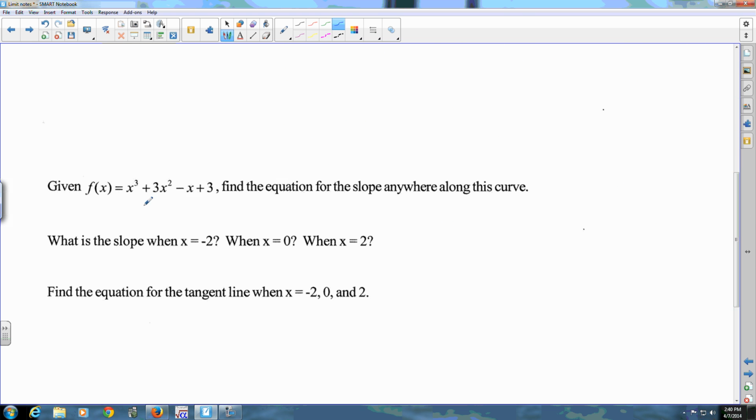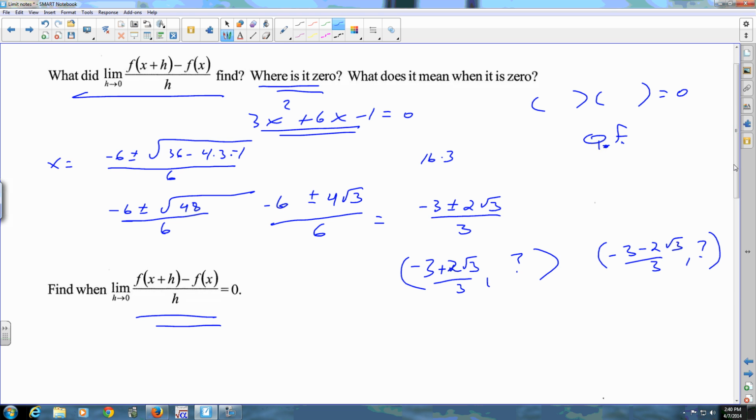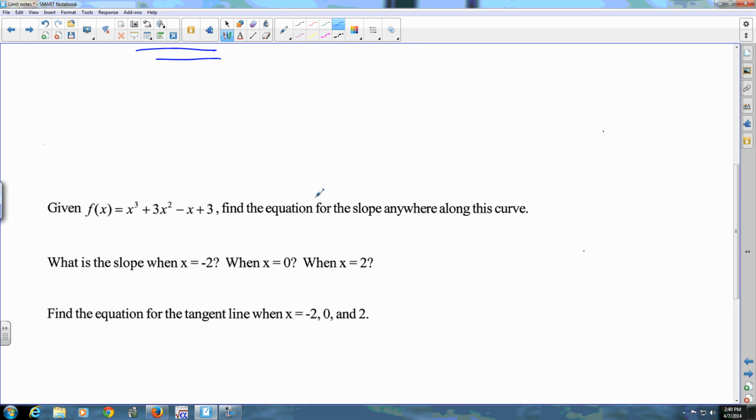Now let's say you're given the same equation. Find the equation for the slope anywhere along this curve. Okay, we did that. We took the derivative and we found it was 3x squared plus 6x minus 1. So f prime of x was 3x squared plus 6x minus 1. What is the slope when x is negative 2?